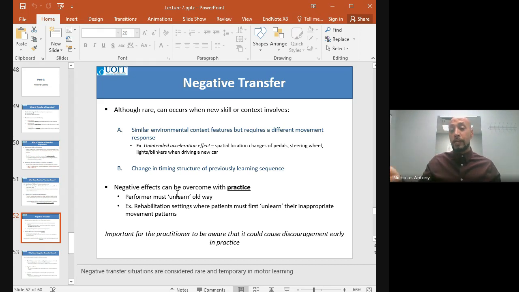Your previous experience of driving in another car has initially hindered your performance in that new car, but that is quickly unlearned with repetition. So with practice, you can overcome the negative effects of previous experience because you unlearn the old way and then you learn the new way.